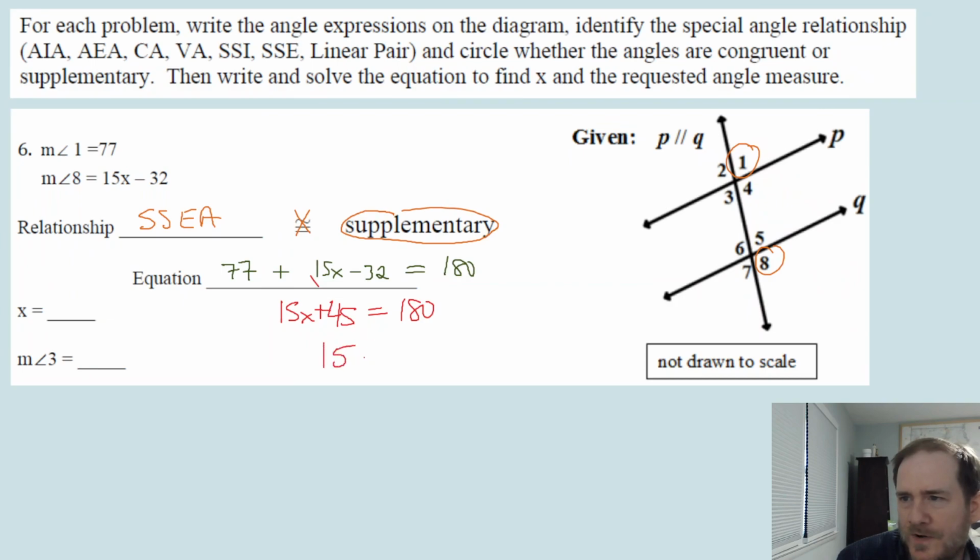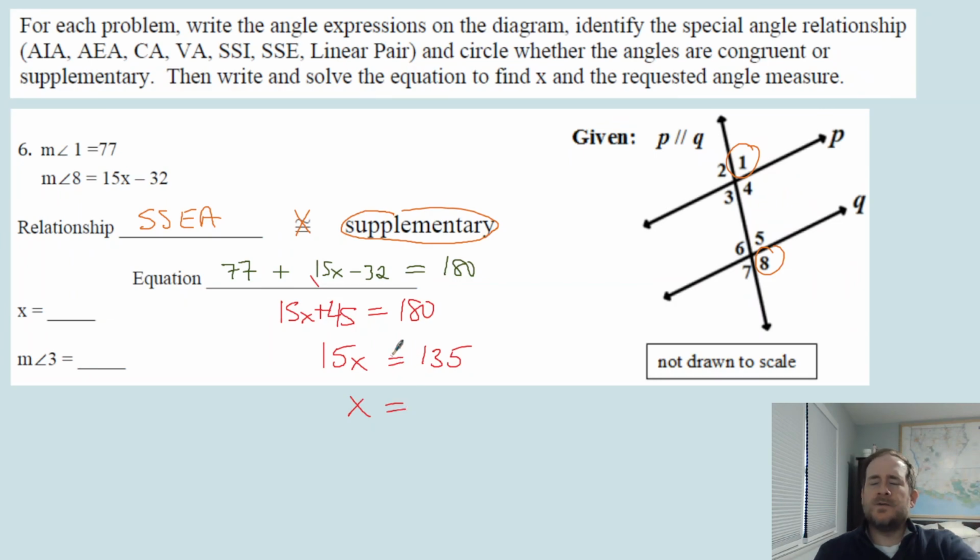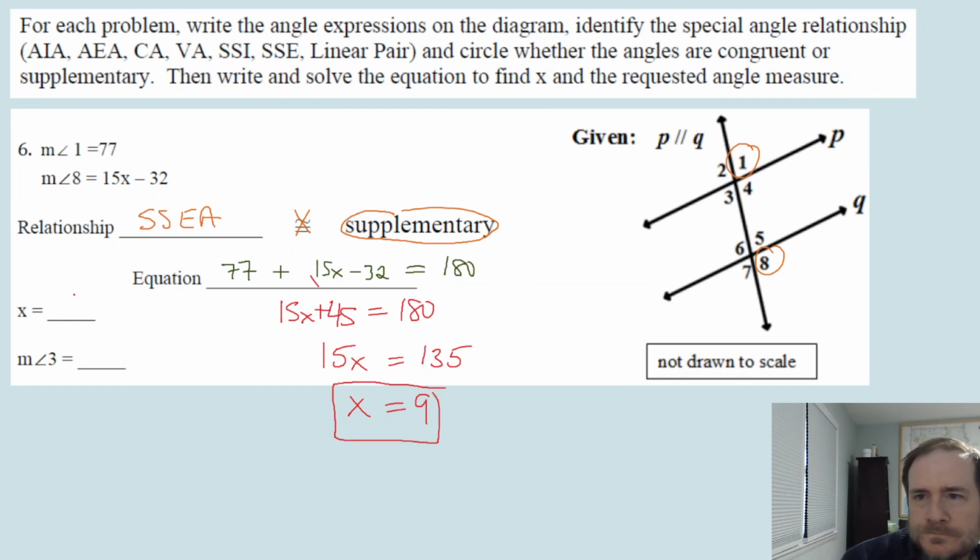So now if you subtract 45 from both sides, we can get it to cancel. And over here we'll get 135. Then we can divide by 15. And I don't know what that is. 120. So it's 9. So x is 9. Okay. Then to find the measure of angle 3. 3 is right here. 3 and 1 are vertical angles. So we can just use angle 1 to get angle 3. Oh, we're done. 1 is 77. We already knew that. And if 1 is 77, then 3 is automatically 77 also.